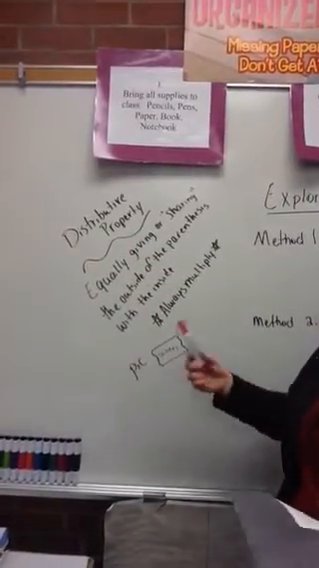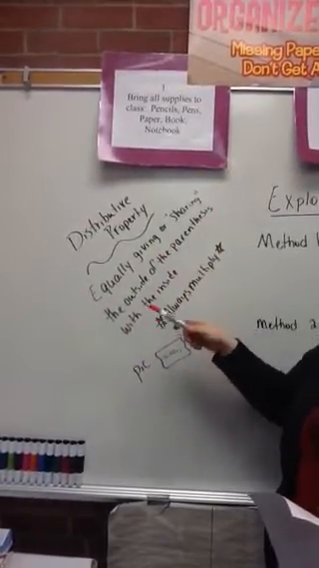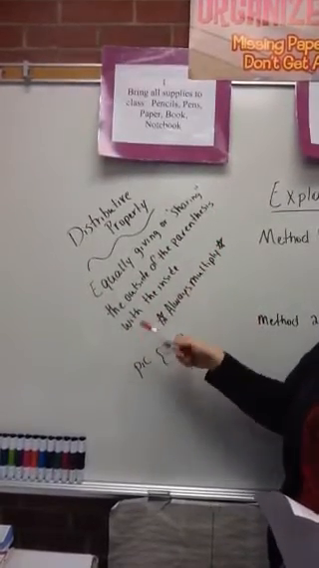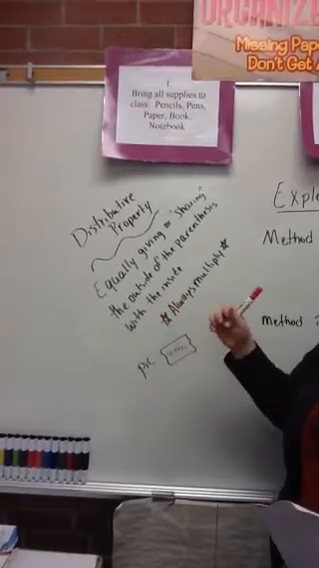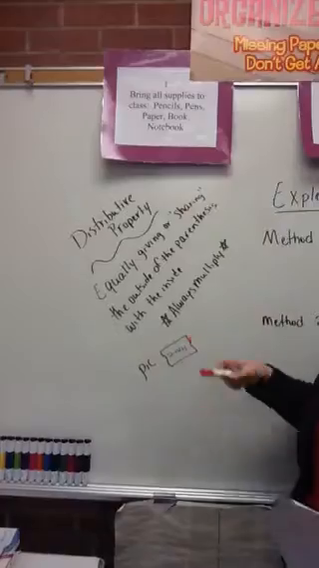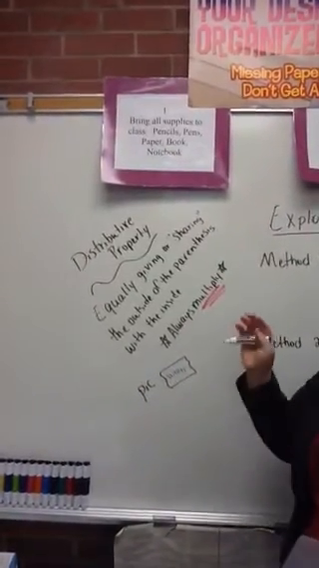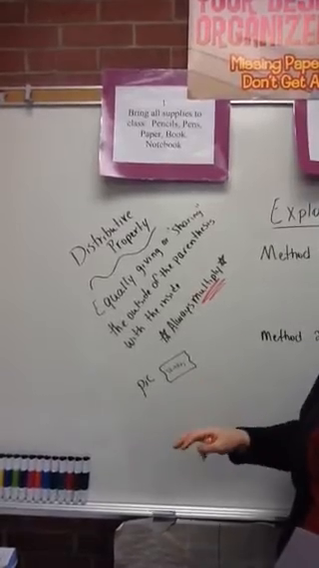An easy way to remember it is that it's equally giving or sharing the outside of the parentheses with the inside of the parentheses. Now when a number is in front of the parentheses, it means you're multiplying. So please remember that you're always multiplying the number with what's inside.